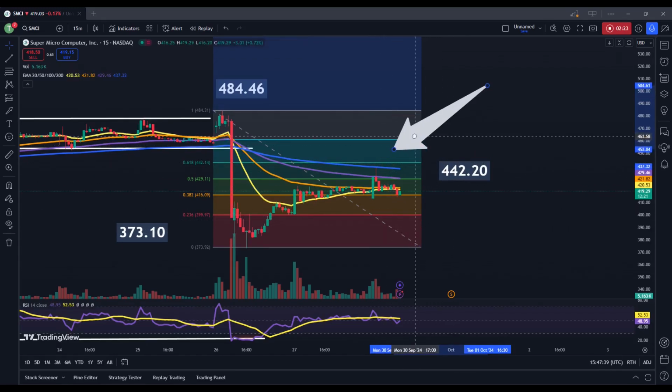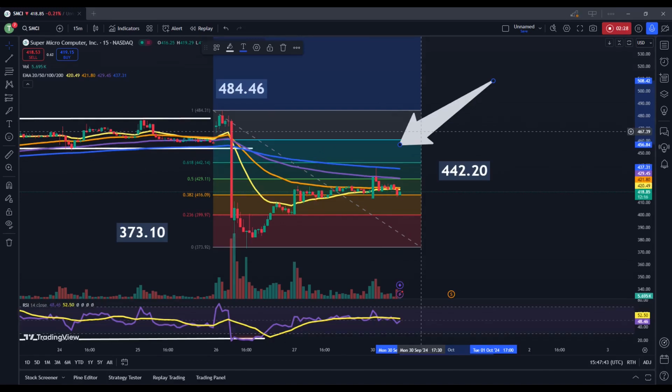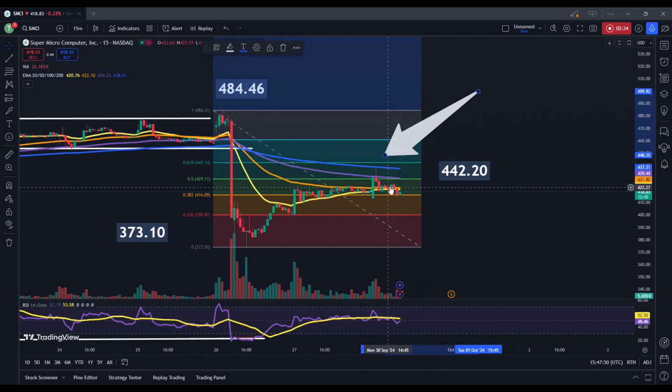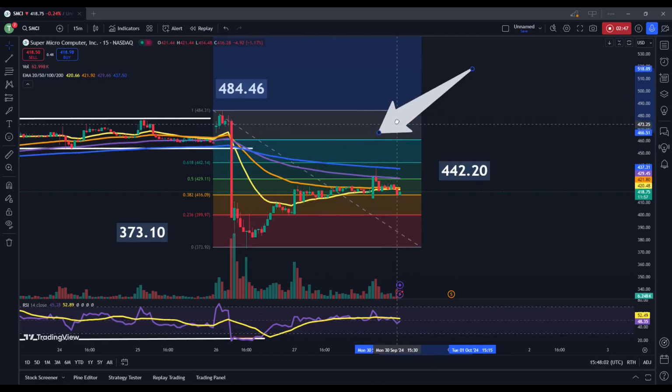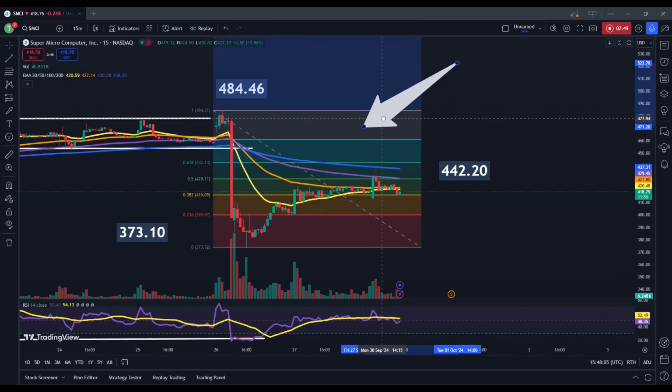So in my view, what really needs to happen here, if you're bullish on this stock, what I would want to see here would be a break of this area here, 442.20. If we do see a break there, then we would be above the entire exponential moving average cluster on the 15-minute time frame. And in addition to that, we would also be trading above the 618 retracement as well. So what that would start to suggest then would be that we would be able then to recover this entire price movement here and then retest that 484.46 high.